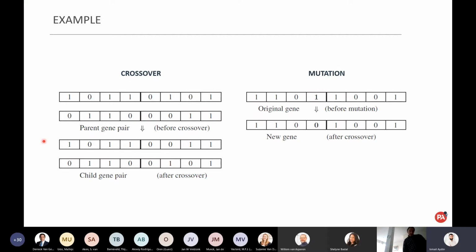Oh no, it's not a curved monitor. Okay, getting back to crossover and mutation now.